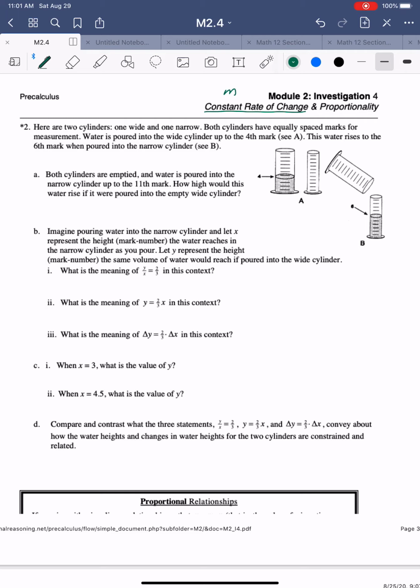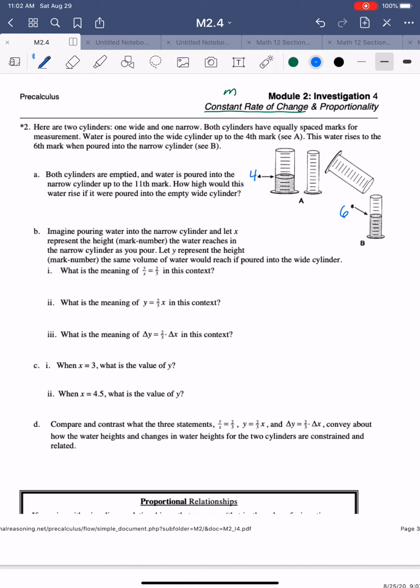Here are two cylinders, one wide and one narrow. Both cylinders have equally spaced marks for the measurement, which are the marks you can see here. Water is poured into the wide cylinder up to the fourth mark, and then this water rises to the sixth mark when poured into the narrow cylinder. So that is the ratio between the wider cylinder and the narrow cylinder, 4 to 6.